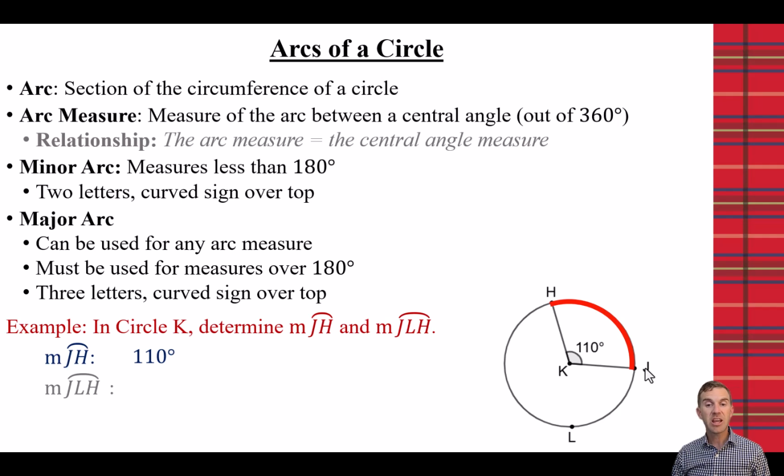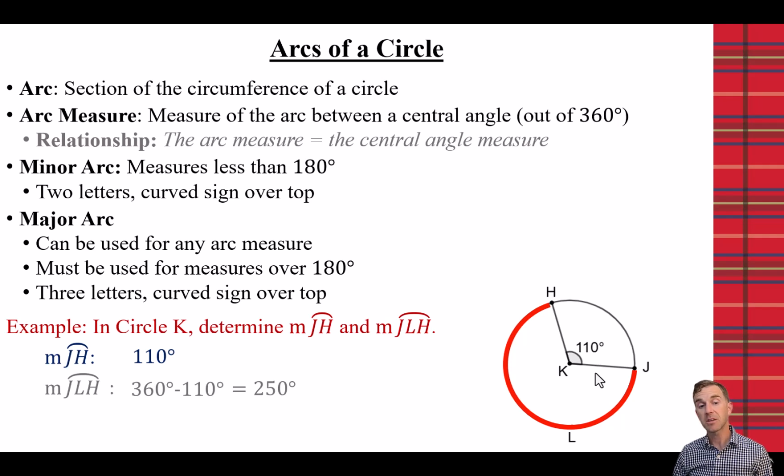Then when we're looking at JLH, we're going to follow the direction of those letters and how they're listed. So we go from J to L to H. And we look and say, oh, that's all this other part of the circle. So if we think about that's opening to this central angle, and that is 360 degrees minus the 110 degrees. And if I subtract them, that would be 250 degrees.